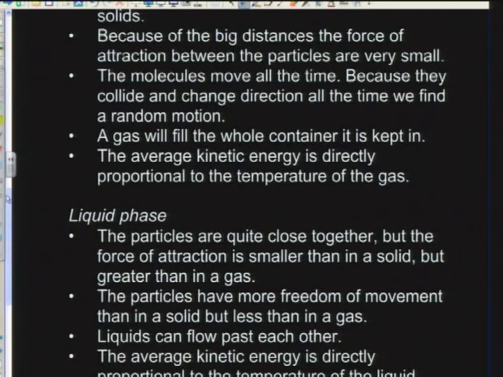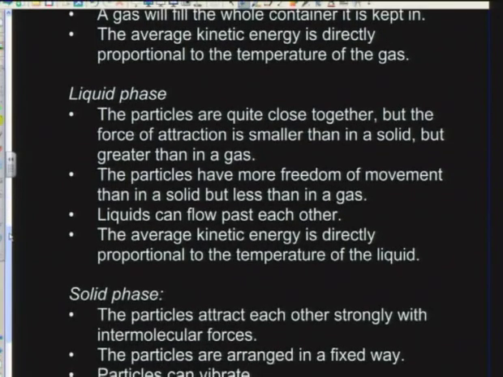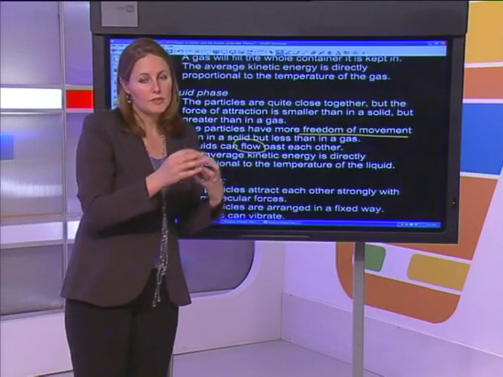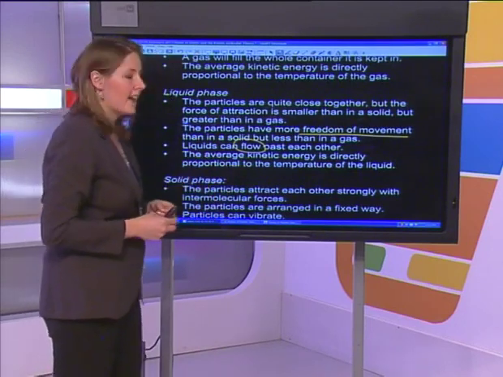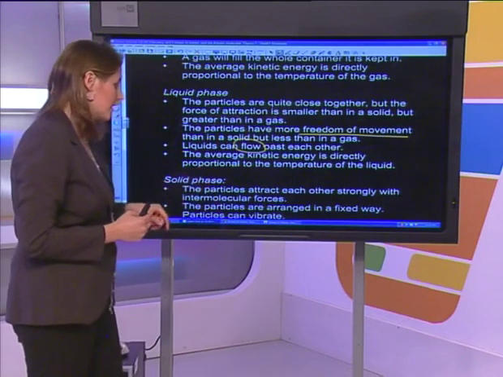Let's go to the liquid phase. Once again, I'm expecting that you'll be able to go and find these notes, so we're going through them quite quickly. The particles are quite close together, but the force of attraction is smaller than in a solid, but greater than in a gas. The particles have more freedom of movement than in a solid, but less than in a gas, because the forces of attraction are slightly greater. Liquids can flow, and that's a key word. You can pour a liquid, and the particles are able to move and flow over one another. And again, average kinetic energy is proportional to the temperature.